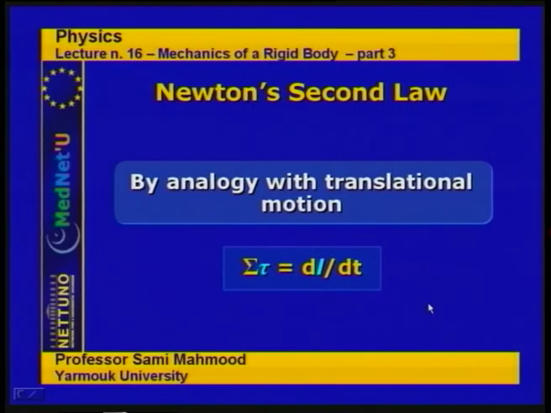And now we can define Newton's second law for rotation, which is in a very similar way and analogous to the case of translational motion. The summation of the net external forces acting on an object, if we consider it to be a point-like object, for example, for simplicity, the net external torques acting on it is simply the rate of change of its angular momentum with respect to time.